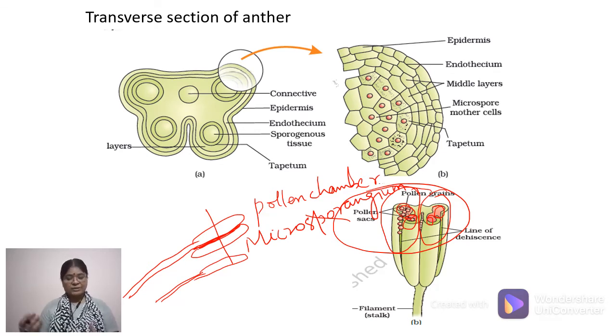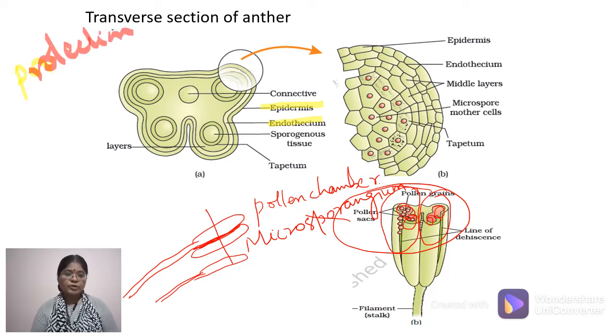Microsporangium. Now if you look at the section of it, you will see that it has four layers. The outermost layer is known as the epidermis. Inner to it is your endothecium, as you can see, and this part is your middle layer. These three layers are involved in protection. And this sporogenous tissue acts as your microspore mother cell.